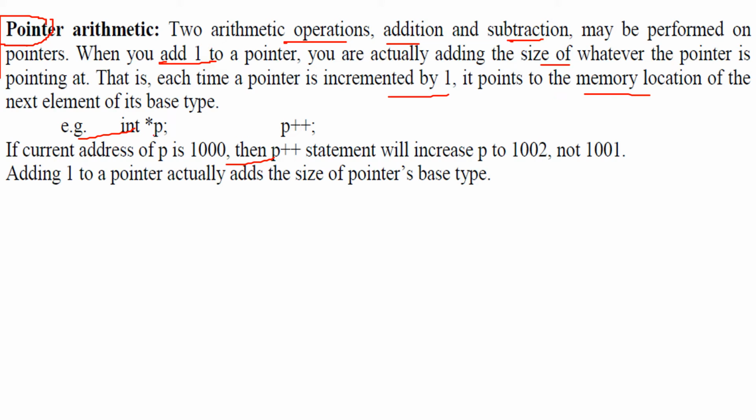Each time you increment a pointer, it will point to the next memory location, which is incrementing this P pointer. So if the current address of the pointer is 1000, and just assume that integer is taking 2 bytes, it will go to 1002, that is the P.